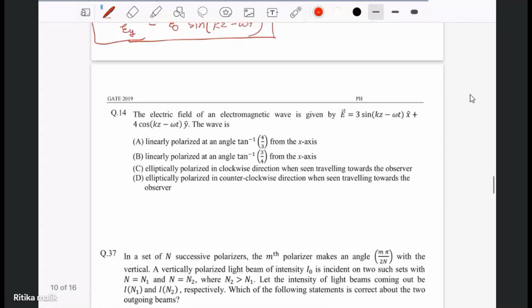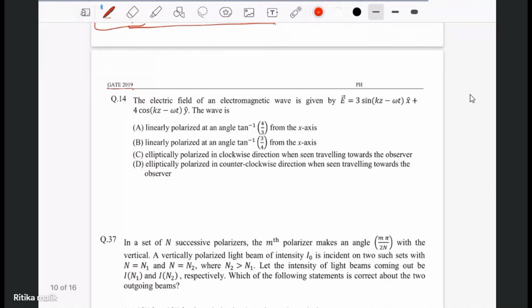There is this question in GATE 2019, question number 14. The electric field of an electromagnetic wave is given by 3 sin(kz minus omega t) in x cap plus 4 cos(kz minus omega t) in y cap. Now we have two components here. One is the Ex, which is the x cap component. Another one is Ey, which is in y cap direction.